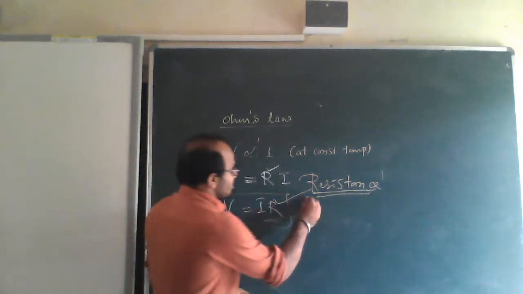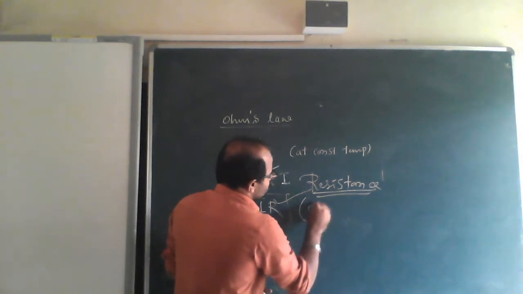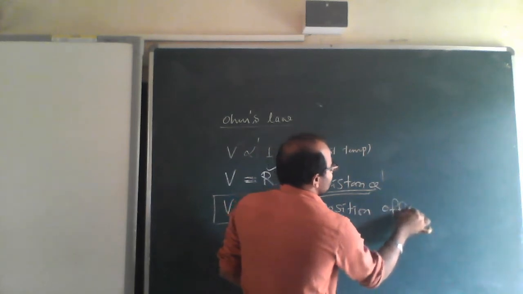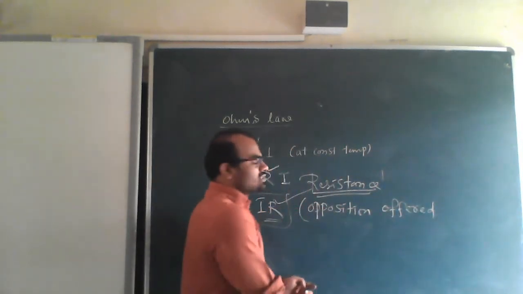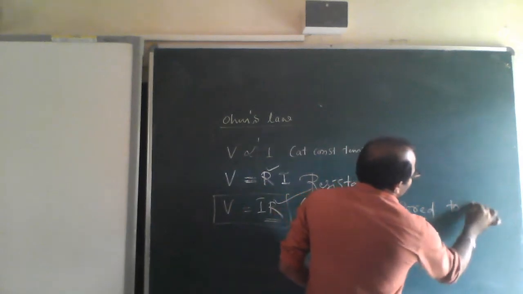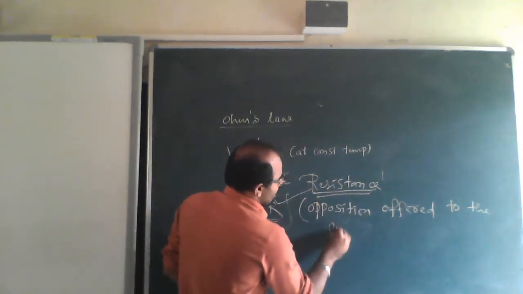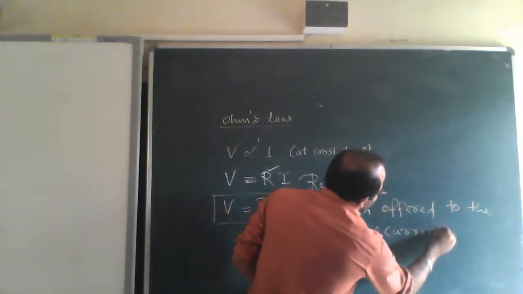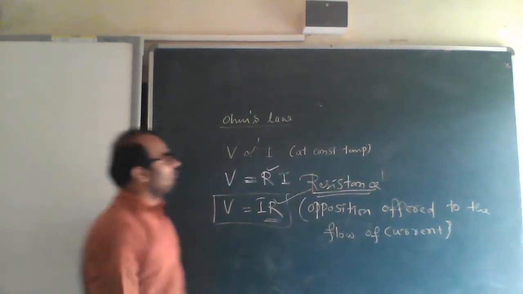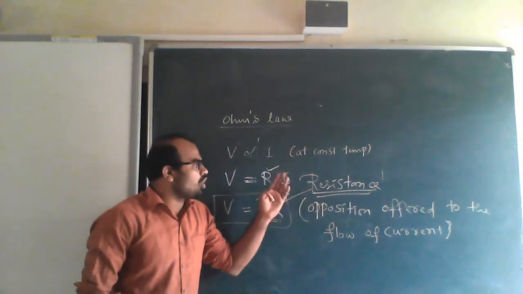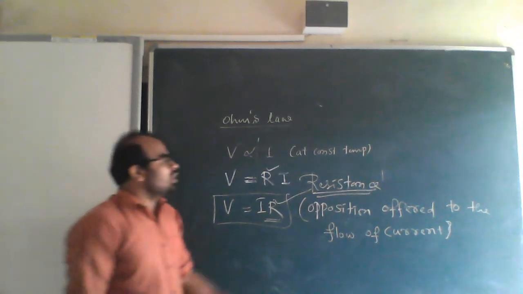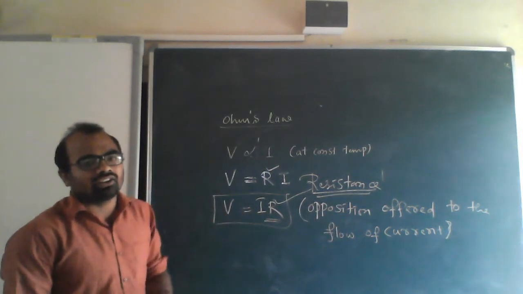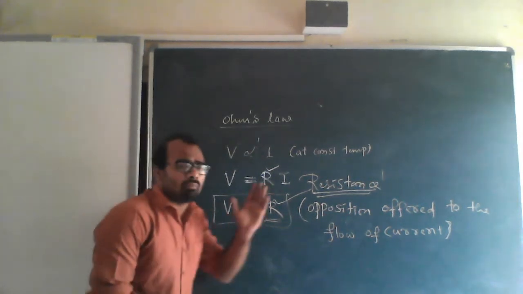So what is resistance? Define resistance. If anybody asks you to define resistance, you have to say resistance is opposition offered to the flow of current. Opposition offered to the flow of current is called resistance. Resistance is the opposition offered to the flow of current. It means it is opposing the current.